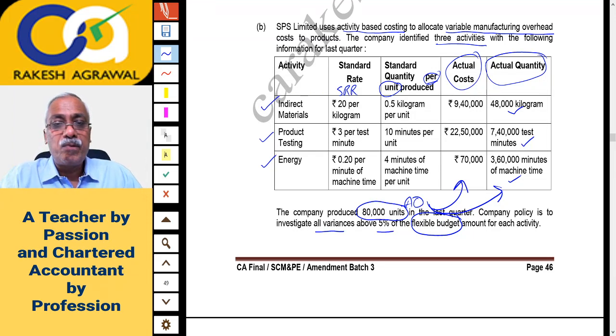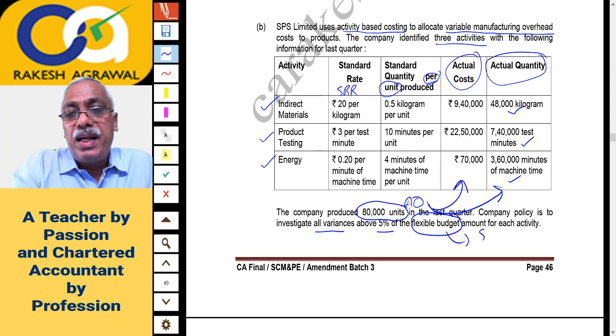each activity. Now, this sentence is to be understood. Read it again. Company's policy is to investigate all variances above 5% of the flexible budget amount for each activity. Again, the Institute has used the word flexible budget. This flexible budget is nothing but standard cost of actual output. Standard cost of actual output.